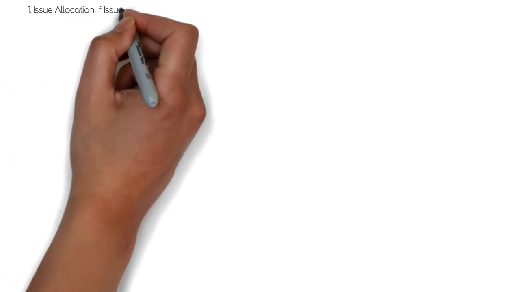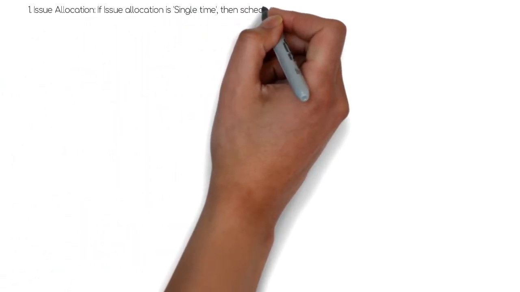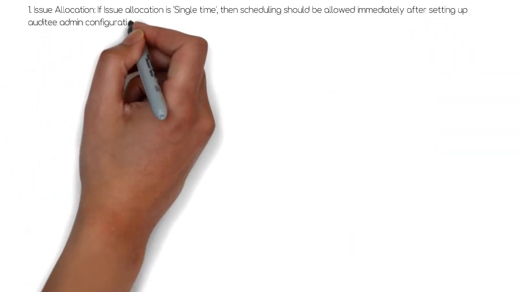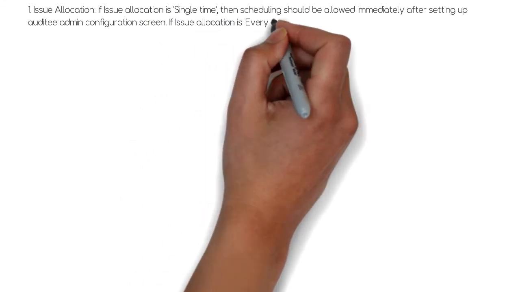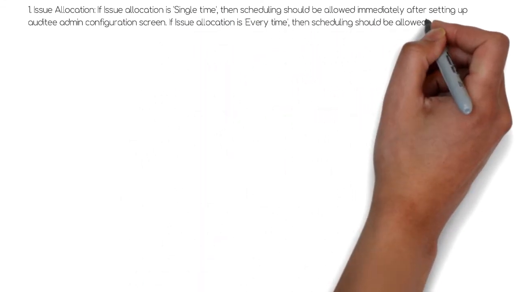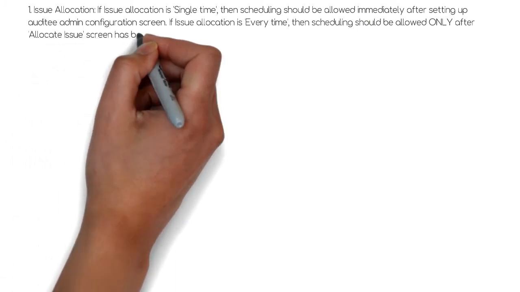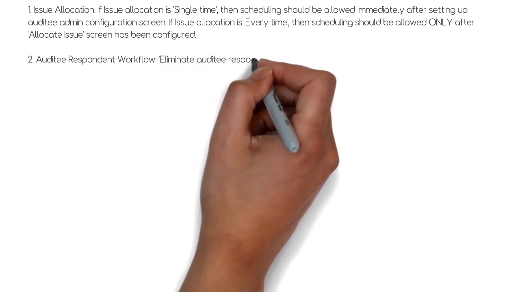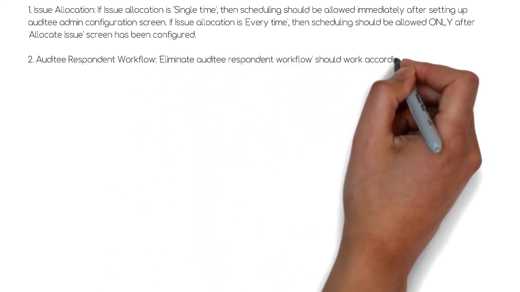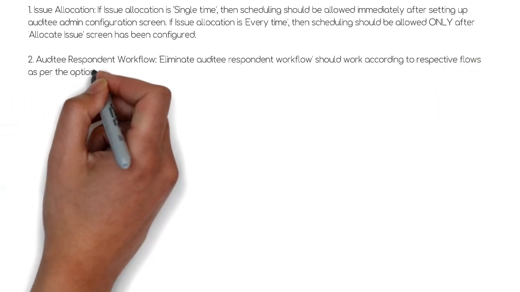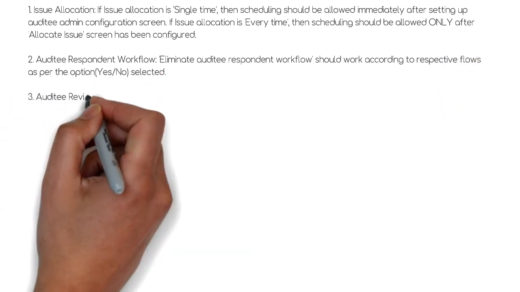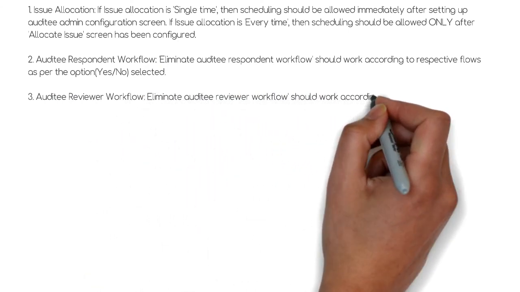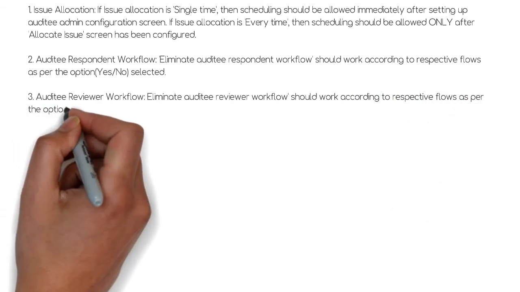Number 1, issue allocation. If issue allocation is single time, then scheduling should be allowed immediately after setting up the Auditee Admin configuration screen. If issue allocation is every time, then scheduling should be allowed only after the Allocate Issue screen has been configured. Number 2, Auditee Respondent Workflow. Eliminate Auditee Respondent Workflow should work according to respective flows as per the option Yes or No selected. Number 3, Auditee Reviewer Workflow. Eliminate Auditee Reviewer Workflow should work according to respective flows as per the option Yes or No selected.